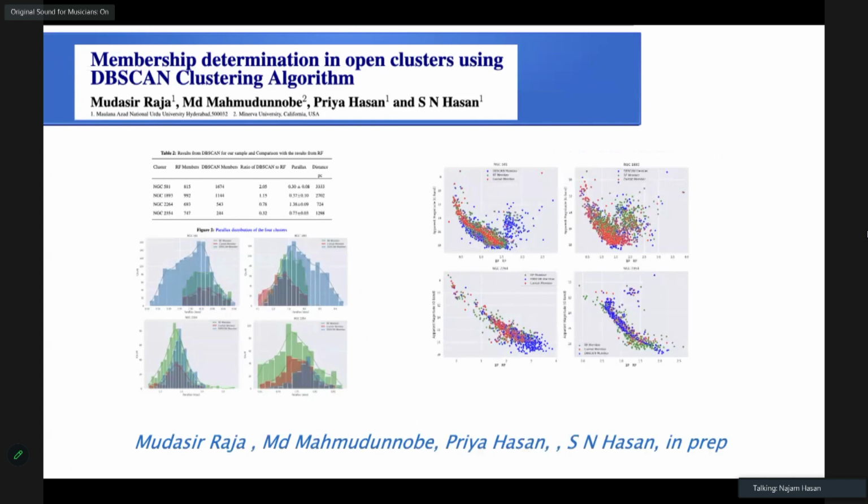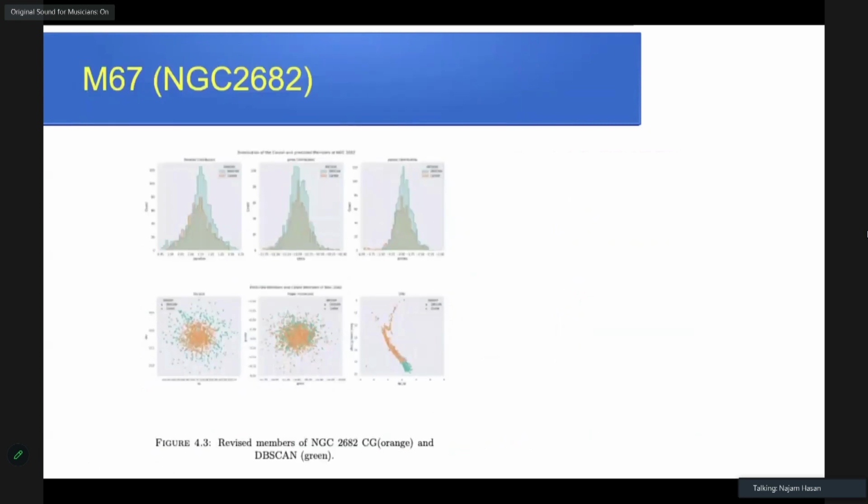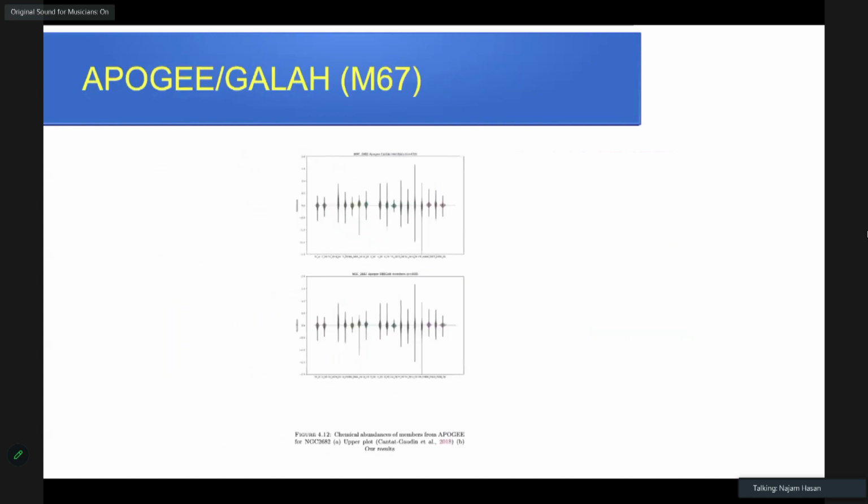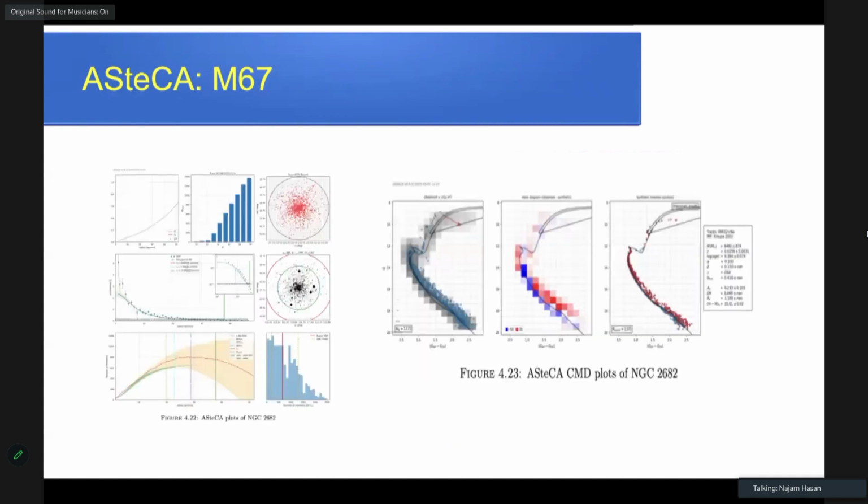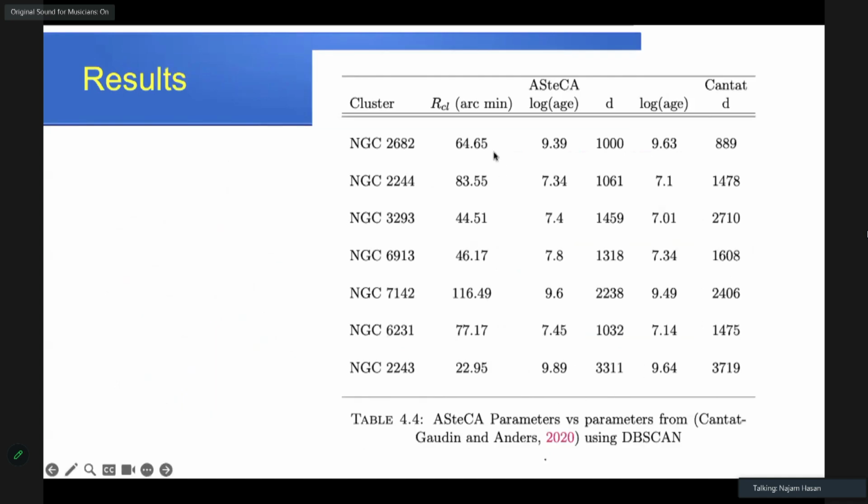Further, we used the DBSCAN algorithm and HDBSCAN, and we could enrich the clusters. We could see that we could get many more objects than what we could get traditionally with organized techniques. So these are some plots of ASteCA for M67, and here are the results.